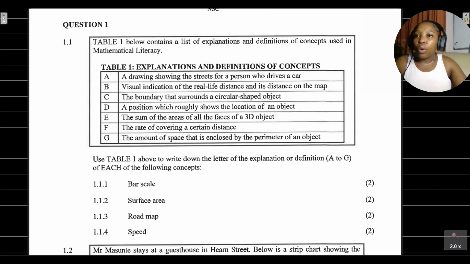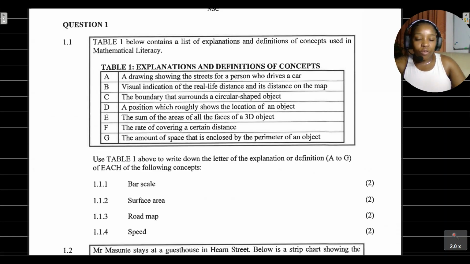It says the table below contains a list of explanations and definitions of concepts used in mathematical literacy. Table 1 is explanations and definitions of concepts, all right? So you've got A, B, C, D, E, F, and G, and we are given an explanation or a definition of a concept, right? So what we're told is that we need to use table 1 above to write down the letter of the explanation or definition of each of the following concepts.